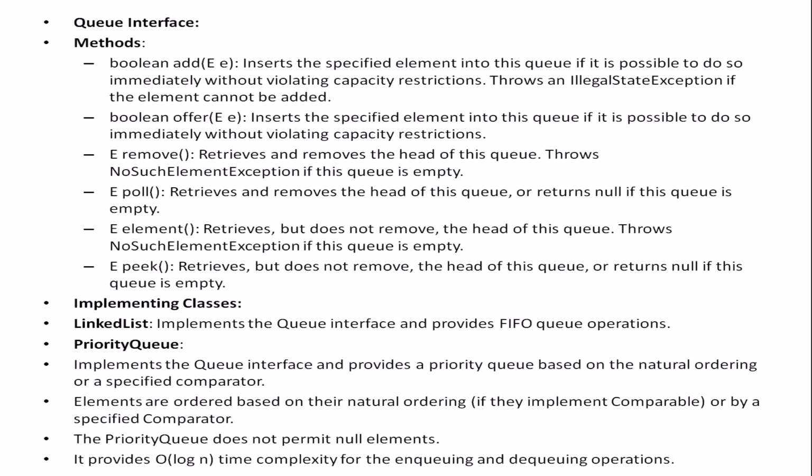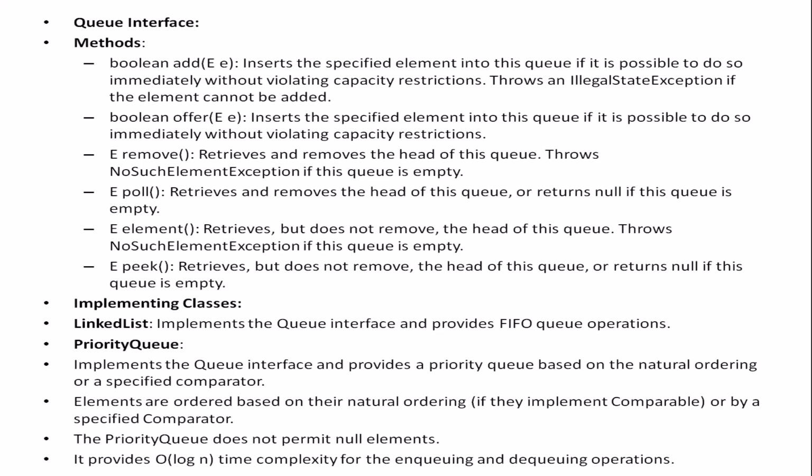Next, E poll(). It retrieves and removes the head of the queue or returns null if the queue is empty. Next, E element(). It retrieves but doesn't remove the head of the queue. It throws NoSuchElementException if this queue is empty. Next method is E peek(). It retrieves but does not remove the head of the queue or returns null if this queue is empty. Implementing classes: LinkedList.